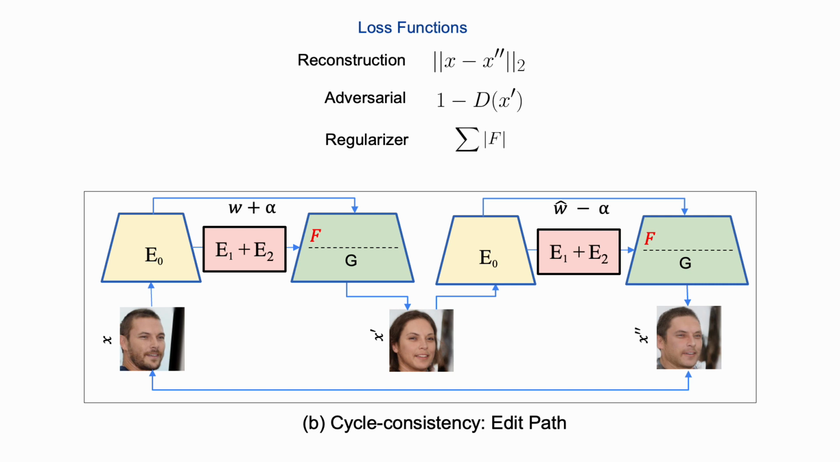It is quite important because there is a problem with cycle consistency. If the network simply passes all information from left to right, reconstruction and adversarial losses would be low. However, no editing would be achieved. Feature regularizer prevents this case because the network will be punished severely.